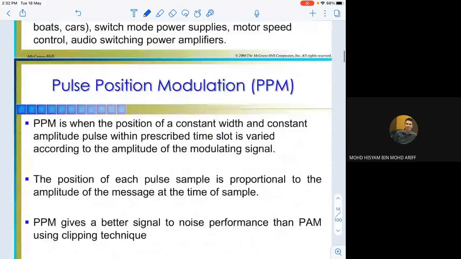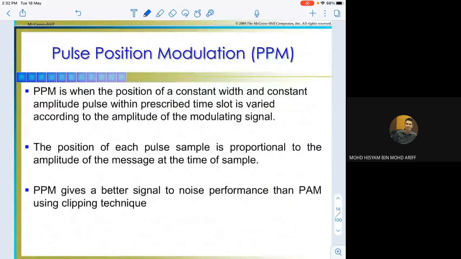And then how about the pulse position modulation? PPM is when the position of the constant width and constant amplitude pulse within a prescribed time slot is varied according to the amplitude of the modulating signal.